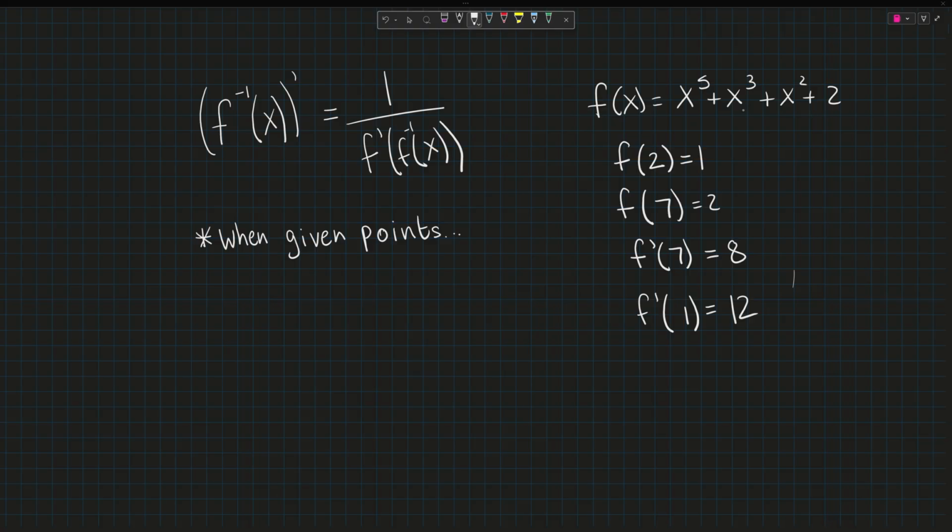Now, there are scenarios where you don't need specific points, and in those questions you will not get them, but you can still use this formula to get the inverse derivative. So, let's solve this function here. Let's say I'm asking you to take the derivative of the inverse at point 2. Right? So, now, wherever we see x, we're going to plug in 2.